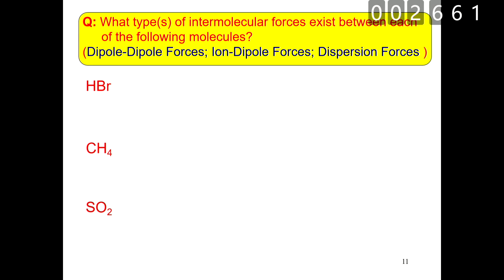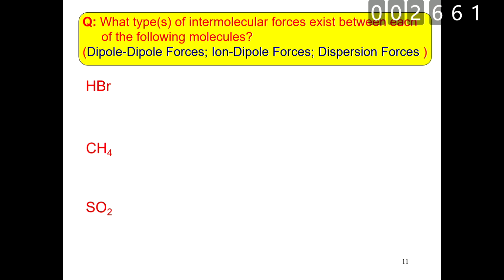So you know the geometry of SO2? It's bent. Okay, so it's polar, right? So it's polar, so it has a dipole moment. What kind of forces? Yeah, dipole-dipole forces and dispersion.